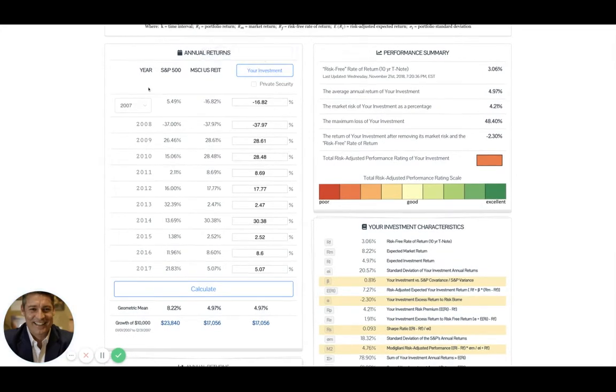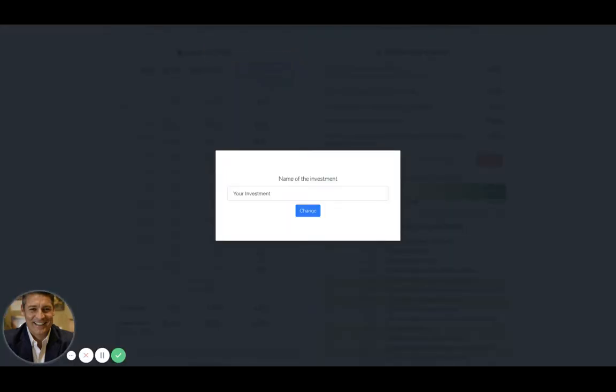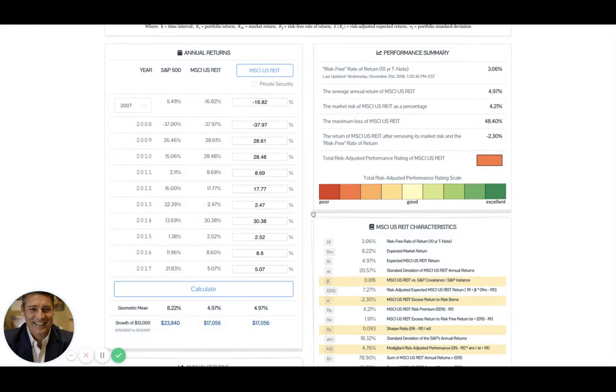So one of the first things that we might do is click on this Your Investment button, which allows you to name the investment or the portfolio that you're analyzing. In this case, the default is to have the MSCI US REIT Index loaded in the input for the subject asset being analyzed. So we'll just go ahead and input that name, MSCI US REIT. Click change, and here you see the name has changed. You'll notice this is the same data from the REIT index that is in here by default.